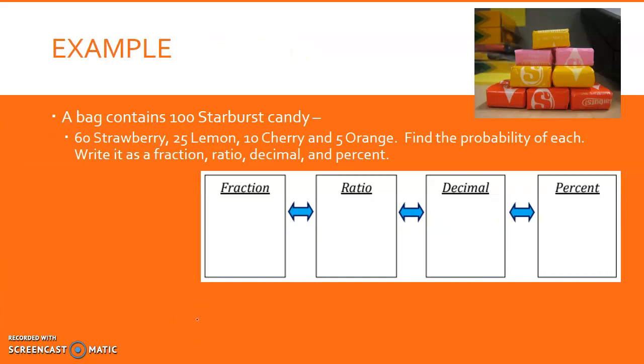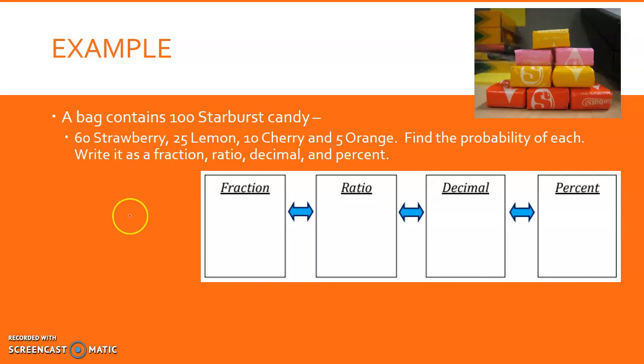Okay, we're going to take a look at another example. Let's say we have a bag that contains 100 Starburst candy. And in the bag we have 60 strawberry, 25 lemon, 10 cherry, and 5 orange. We can find the probability of pulling out a certain flavor, and we can write those as a fraction, a ratio, a decimal, and a percent.